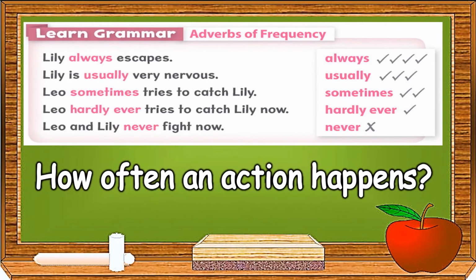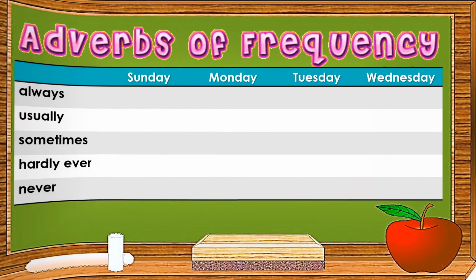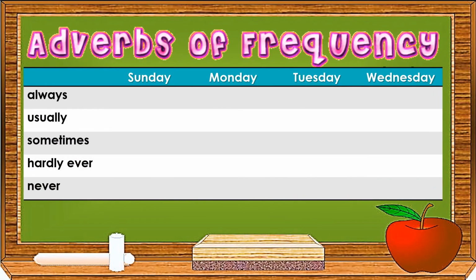For adverbs of frequency, we are using always, usually, sometimes, hardly ever, and never. So adverbs of frequency answer the question how often an action happens. For example, we have there Sunday, Monday, Tuesday, and Wednesday.